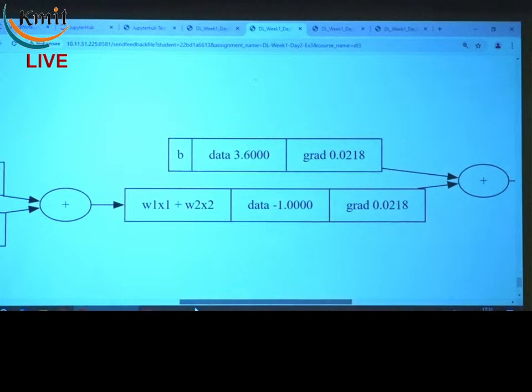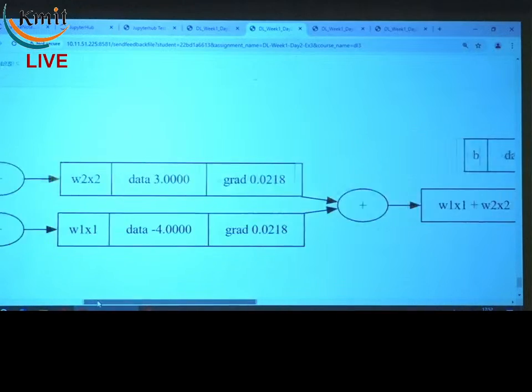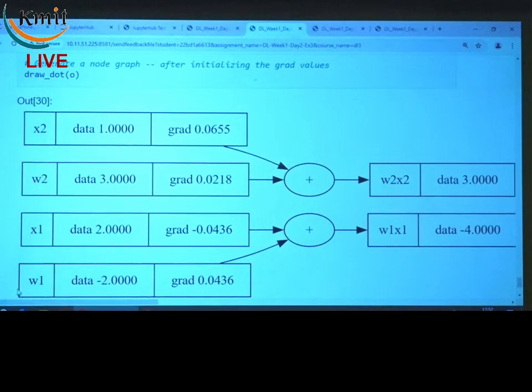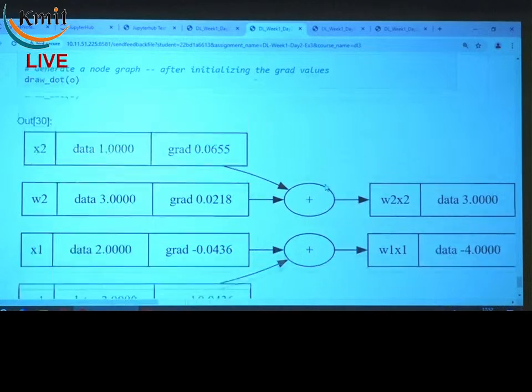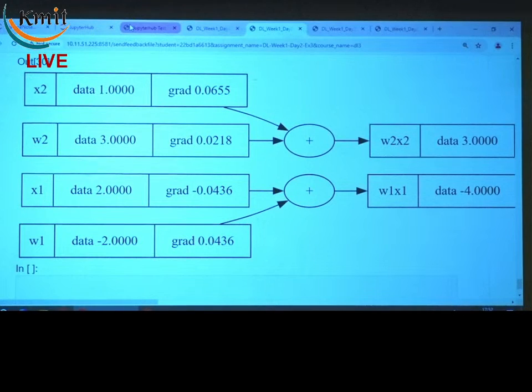Because it's plus, the gradient flows back into B and W1 x1 plus W2 x2. Again because it's a plus, it flows into W2 x2 and W1 x1. They used a wrong operator here. No, that's wrong. That is multiply. W2 x2 comes from W2 and x2 by multiplication, not by addition. This chart is wrong. Same way with W1 x1.